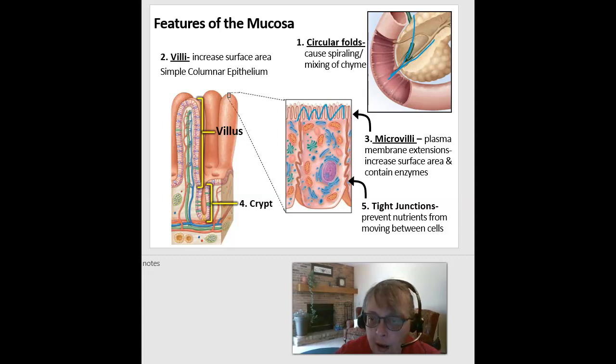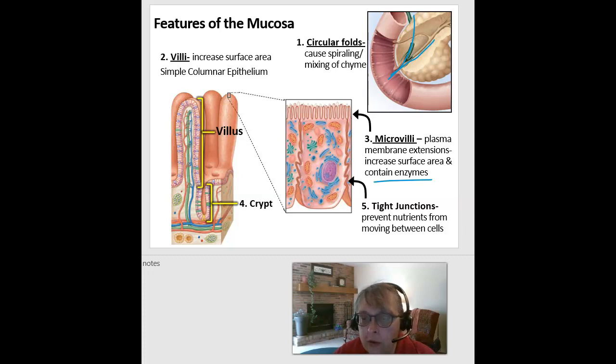But there's another interesting thing about these microvilli, and that is that they contain enzymes. So there are proteins, enzymes, embedded in the cell membrane at these microvilli, and when a nutrient bumps up against the enzyme, the enzyme will break it.